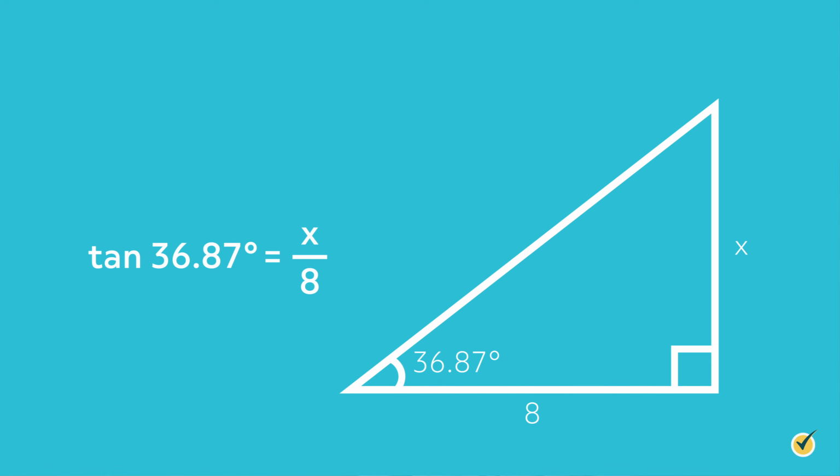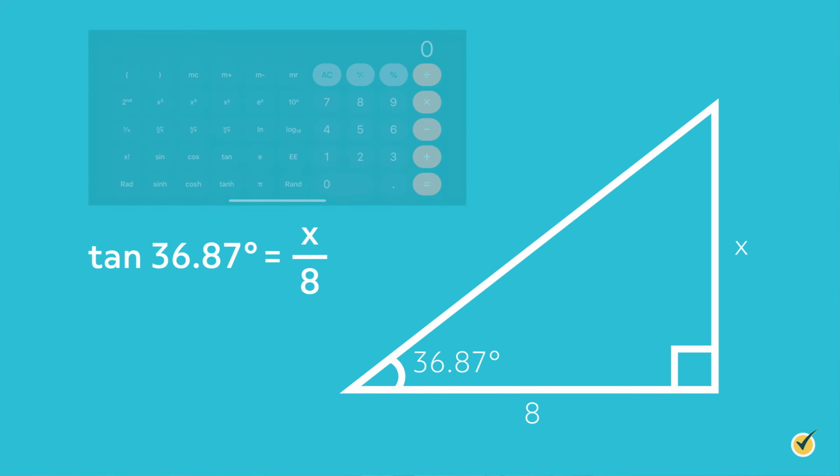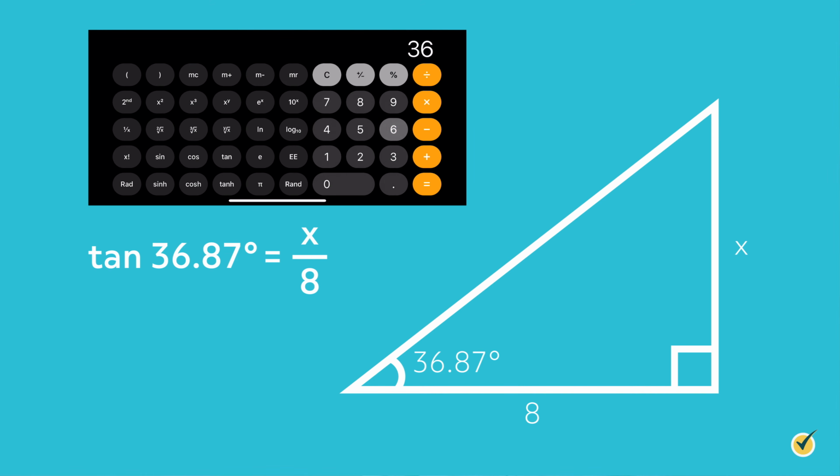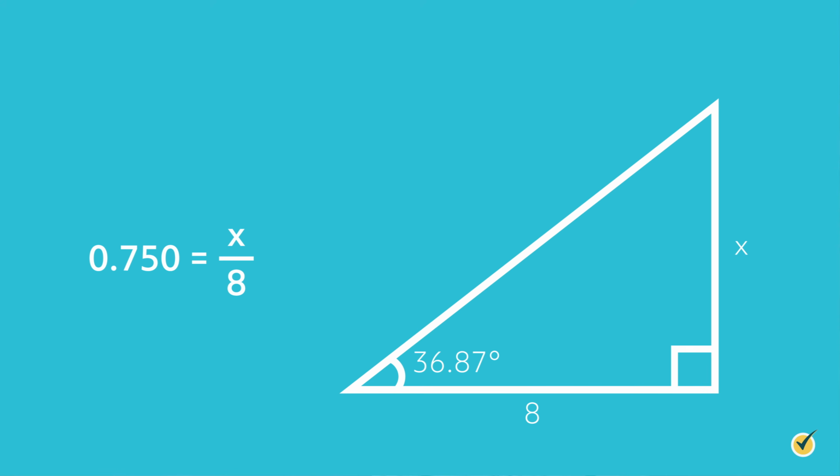From here, we can find the tangent of 36.87 degrees on a calculator. We type in 36.87 and hit the tan key to find that it is equal to 0.750000279, which we can round to 0.750. So now our equation looks like this. Multiplying both sides by 8 results in 6.000 equals x. So the measure of the opposite side is 6.